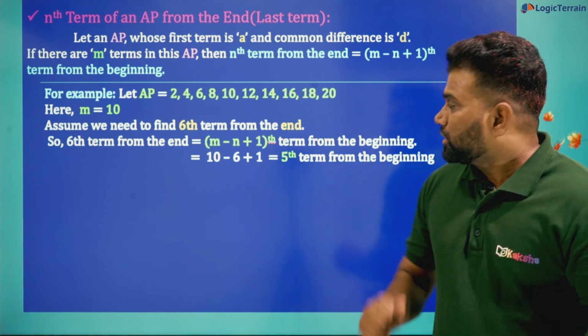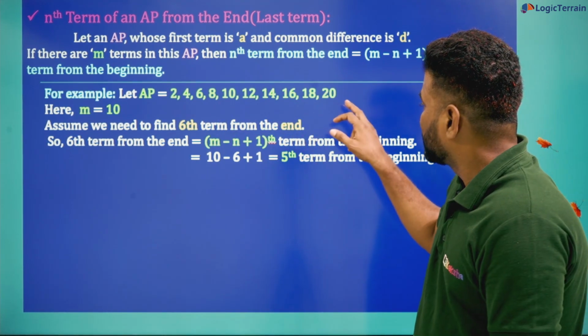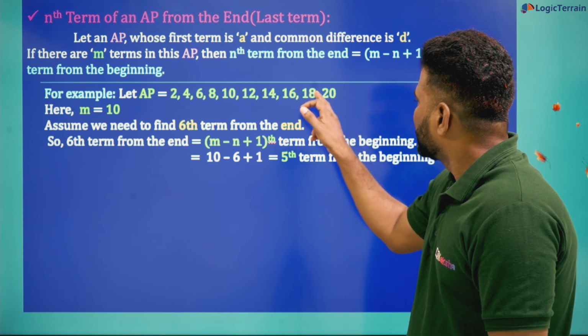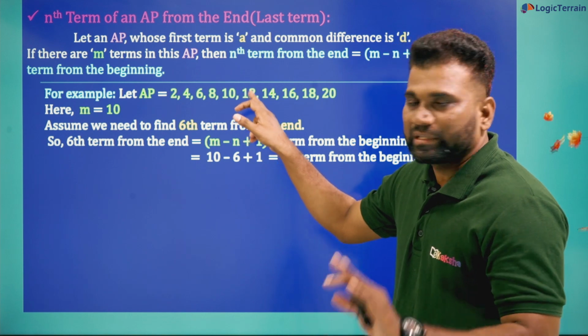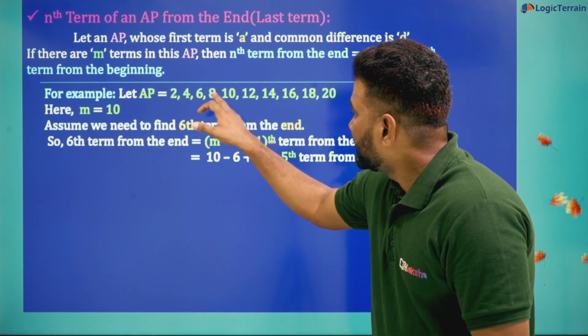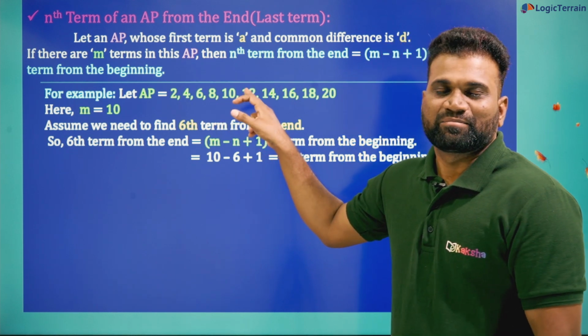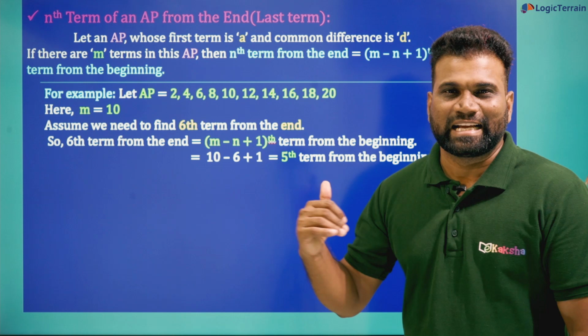Got it? You can also check here by counting, because here we have limited terms. So the 6th term from the last: 1, 2, 3, 4, 5, 6. Here we got 10. Now the 5th term from the beginning: 1, 2, 3, 4, 5. What have we got? Same. So by this we can find the nth term from the end.